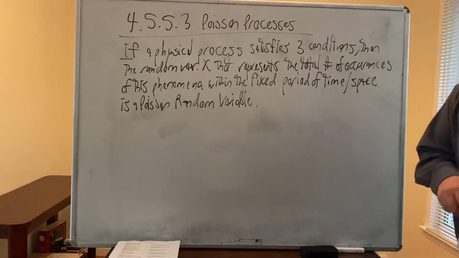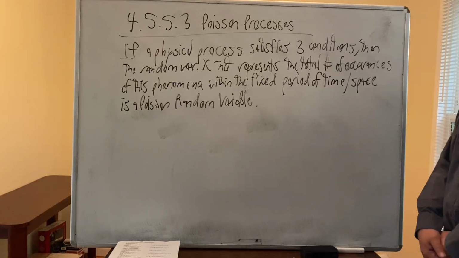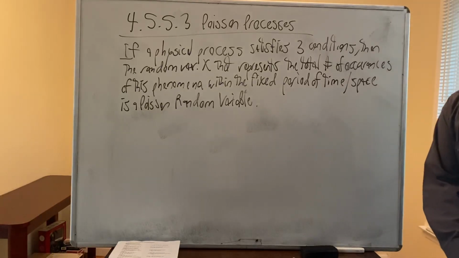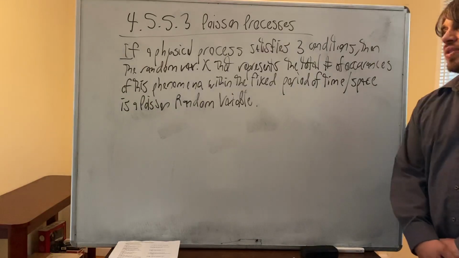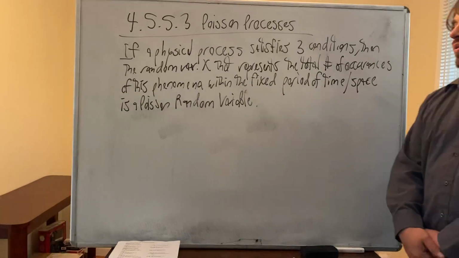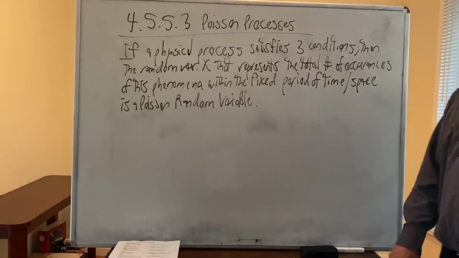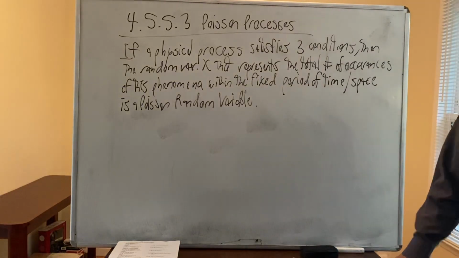Okay, so if a physical process satisfies three conditions, then the random variable X that represents the total number of occurrences of this phenomena within the fixed period of time or space is a Poisson random variable. And so we're going to list now those three conditions. If you're looking at a physical process that satisfies these three conditions, where X is the total number of occurrences of some phenomena within some fixed period of time or space, then your X is a Poisson random variable.